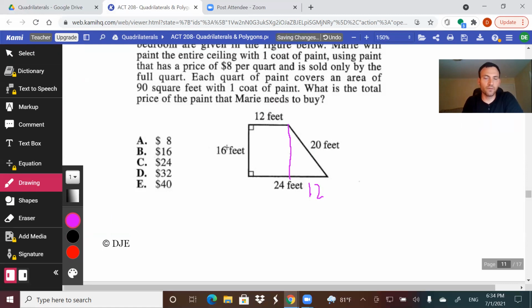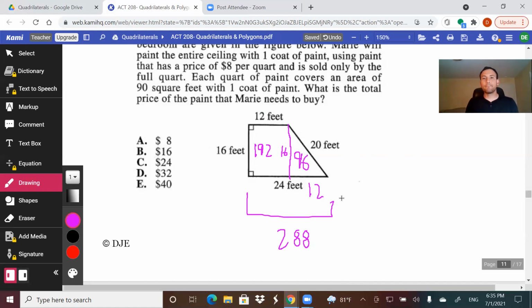So you could have done 12 times 16 plus 12 times 16 divided by 2, right, to get the area of the entire thing. So if we're looking at 12 times 16, we're looking at 192, 192 divided by 2 gives us 96. Add those together. We're looking at 288. So you would get exactly the same area you got before using the method for a trapezoid.